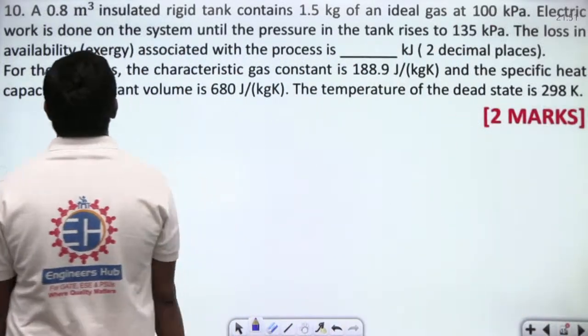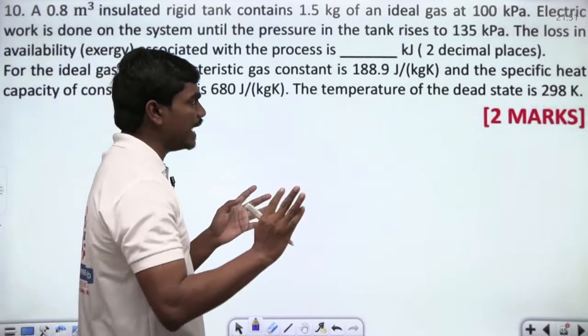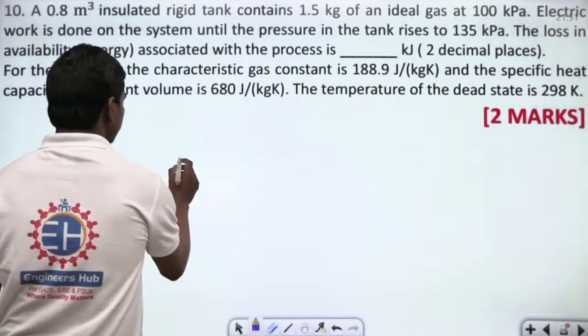A 0.8 meter cube insulated rigid tank contains 1.5 kg of an ideal gas at 100 kilopascal. So there is one rigid tank.